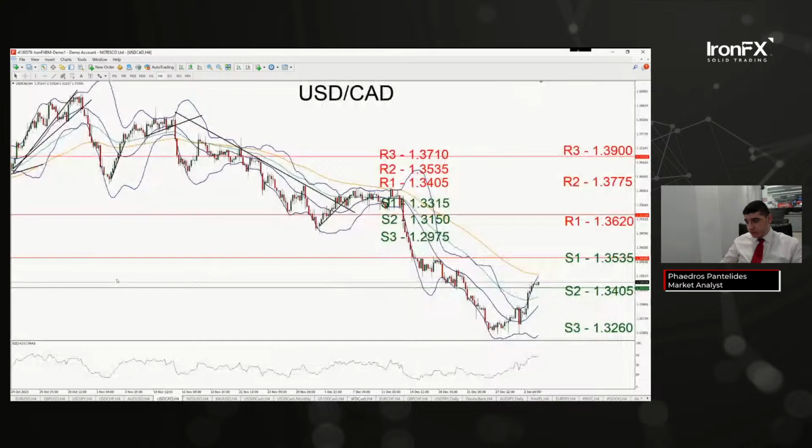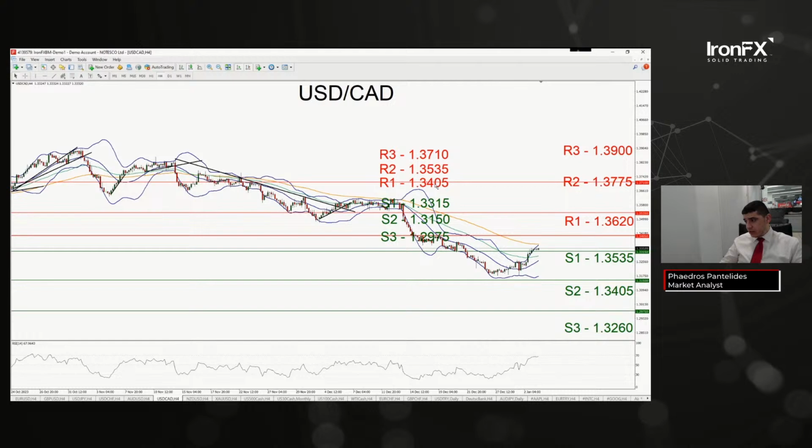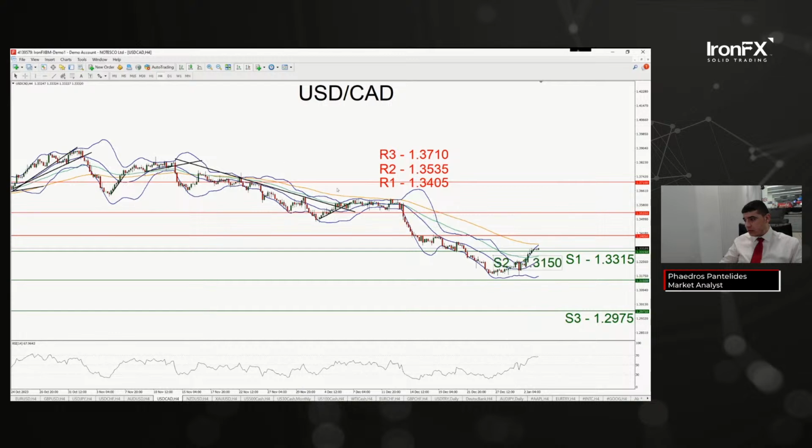Now, that could also be attributed to the loonie's weakness, given that Canada is an oil producing nation. As such, lower oil prices could be weakening the loonie. Now, these are our old. So we're keeping S1, S2, S3, narrow S1 and R1, but that should be okay.